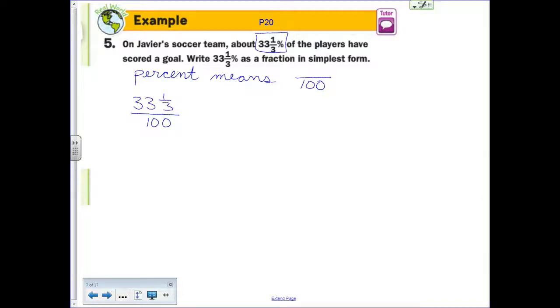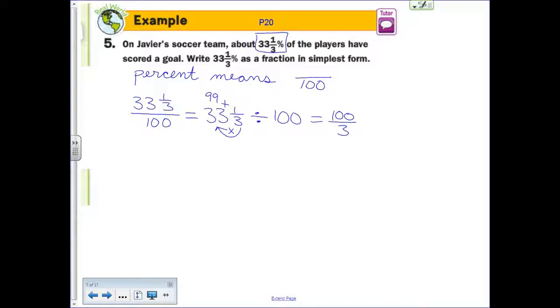So again, that is a complex fraction. And the way we change complex fractions into their simplest form or into unit rates is we would take 33 1/3 and divide it by 100. We're going to change 33 1/3 into an improper fraction by multiplying 3 times 33, getting 99, and adding that top number 1 into it. And so you get 100 over 3.